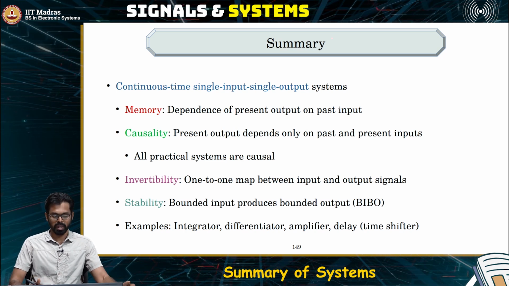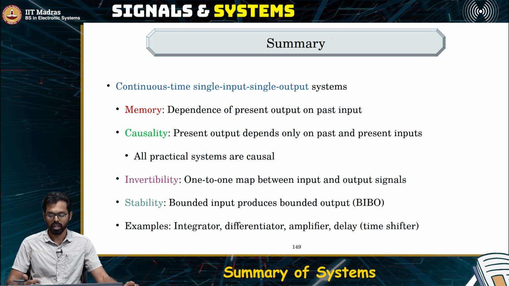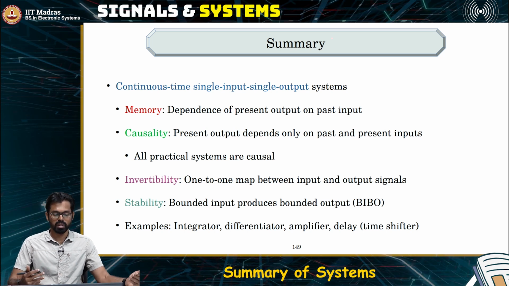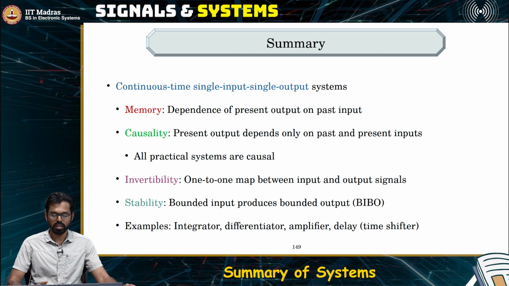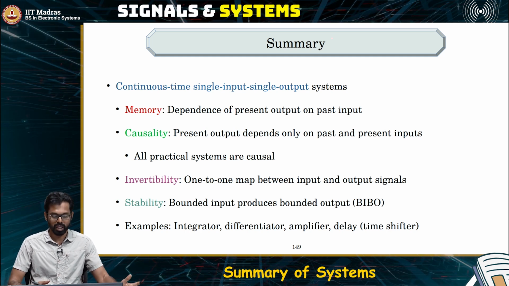And then we saw some examples: the integrator, the differentiator, the amplifier, and the delay element, which is basically the time shifter. So we saw that these elements will have memory and they are all causal. And of course, both the differentiator and the integrator turn out to be unstable systems.